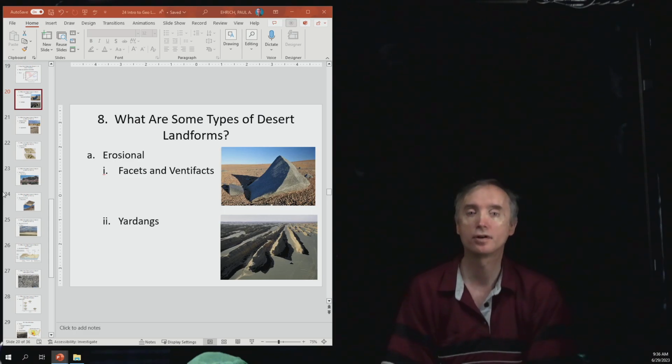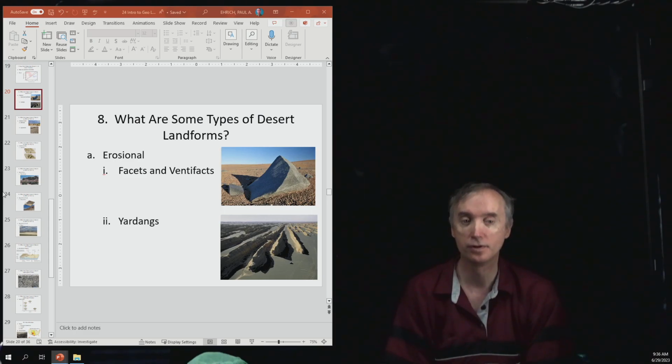Okay, now we want to talk about some desert landforms. And when we talked about rivers, we found that rivers made erosional landforms, and then rivers made depositional landforms. So now we want to do the same thing for a desert. So what are some desert erosional landforms?